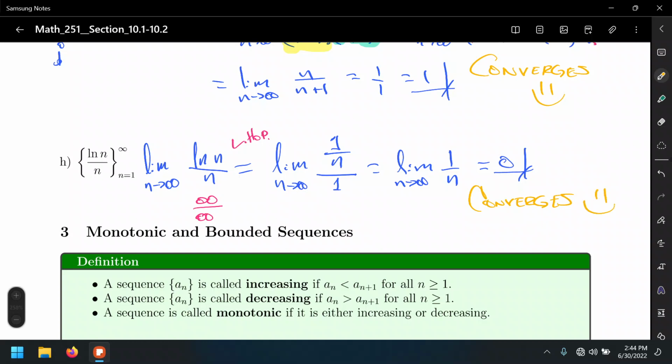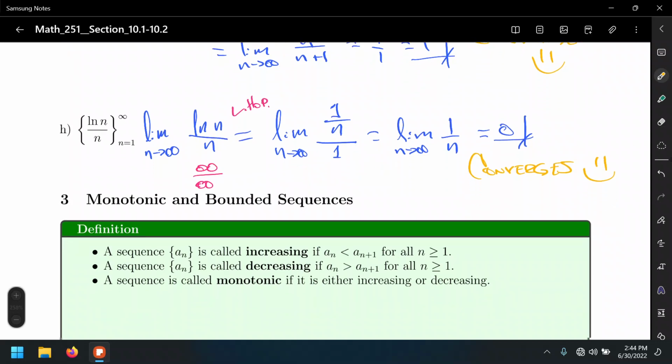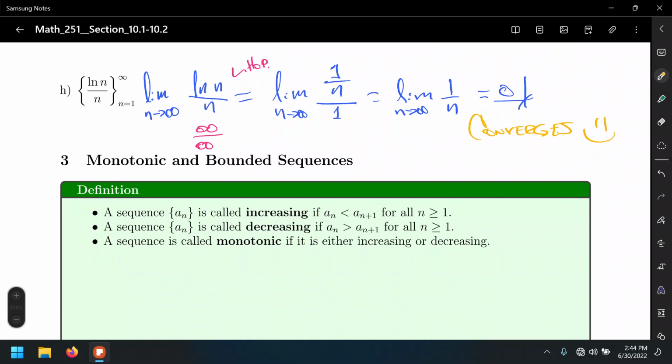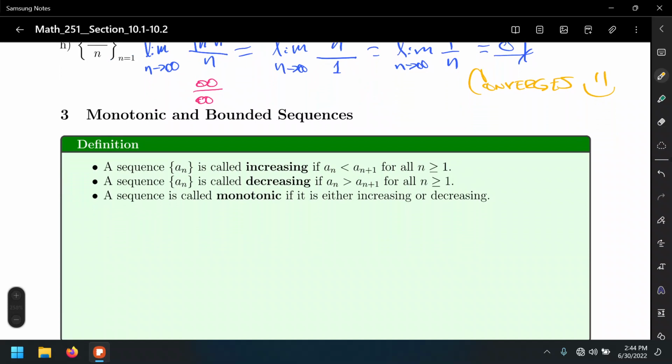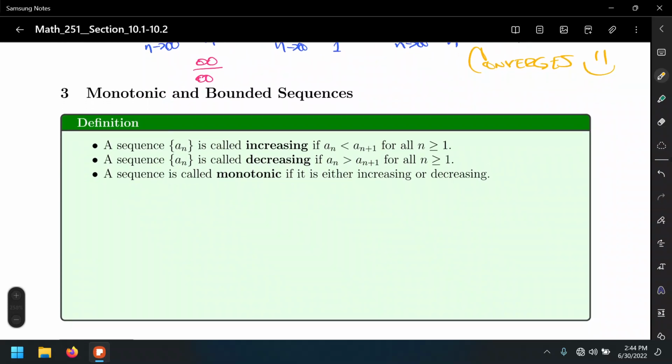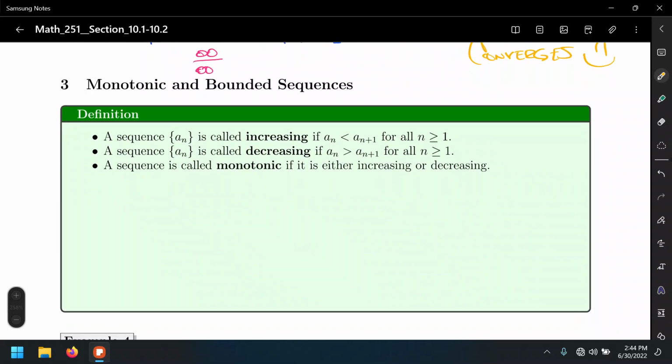Also, from the growth rates, we could have done this using the growth rates, because n is a polynomial and a polynomial grows faster than a logarithmic function. That's another way. But for this one, I would require just the L'Hopital rule more specifically. All right. Other properties of sequences: monotonic and bounded sequences. Well, these are more like terms that will be useful later on in analysis.